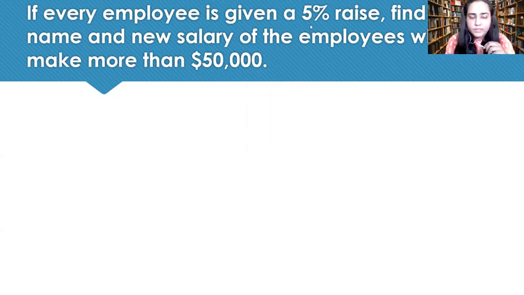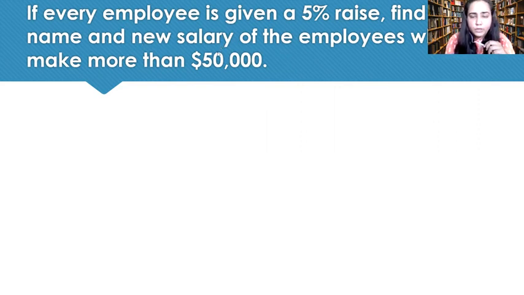Now, what does 5% raise mean? 5% means 0.05 multiplied by the current salary, because percentage means divide by 100. So you can directly write down 0.05 multiplied by the original salary, and whatever answer you get, you can add it into the actual salary. And if you do that, then you will be getting the new salary, which is here.